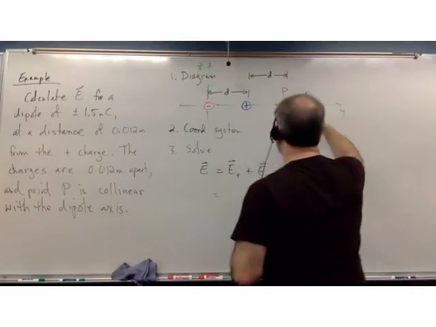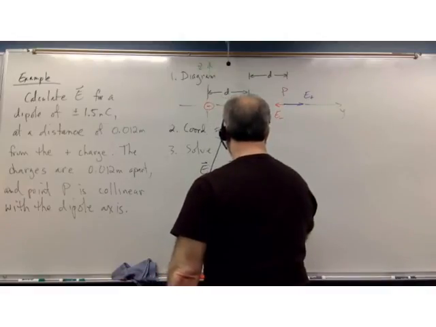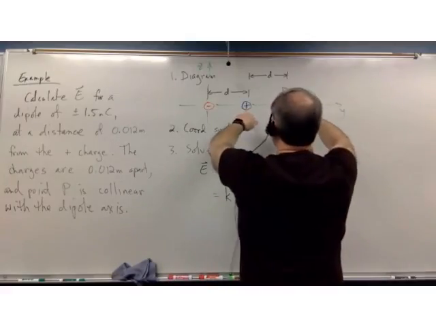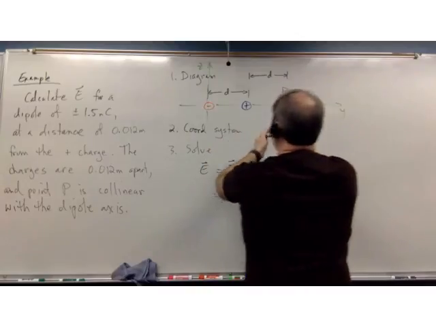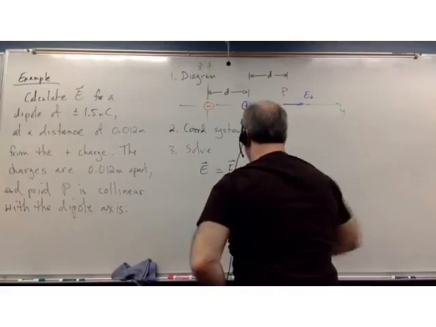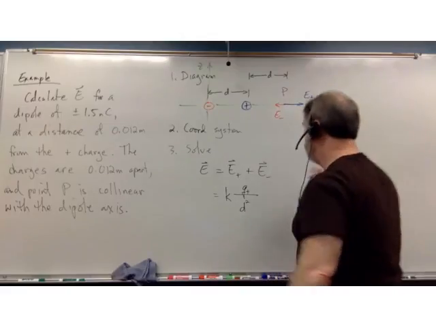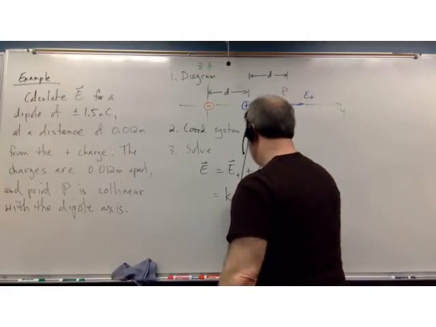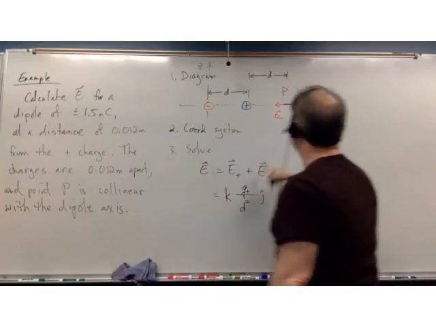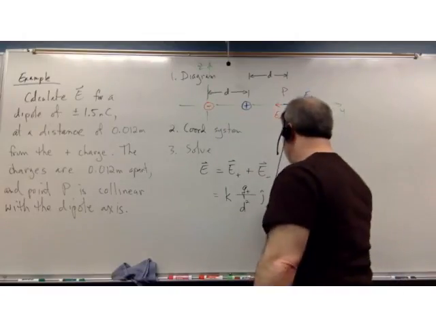For the positive charge, that's going to be K times Q positive over, let's see, the distance that the positive charge is from the point P, that distance D there, D squared. And that's pointing, we've already decided that that field points in the positive Y direction, so we'll call that j hat. And as for the E minus, we've already established that's going to point in the minus direction, so I'm going to go ahead and put the minus sign there.